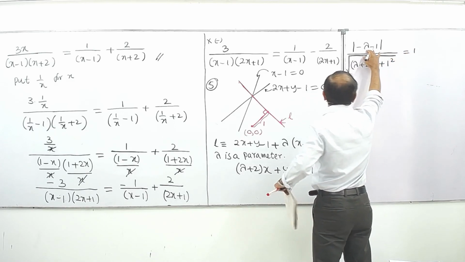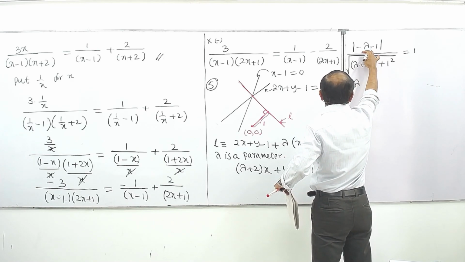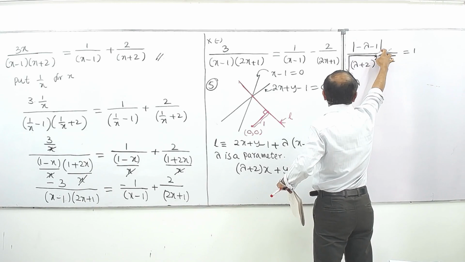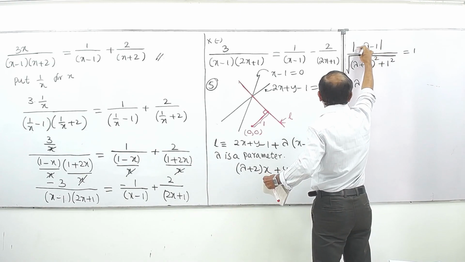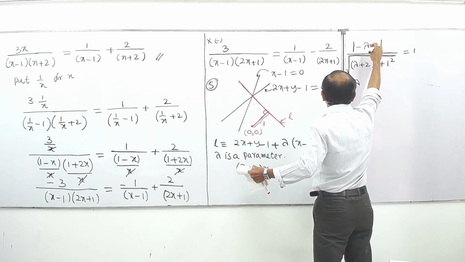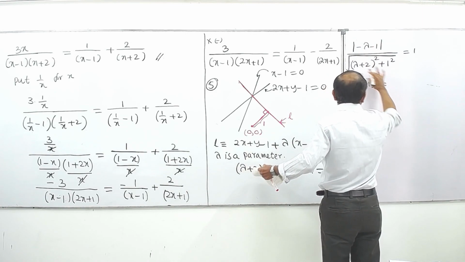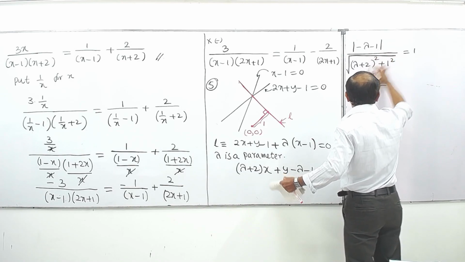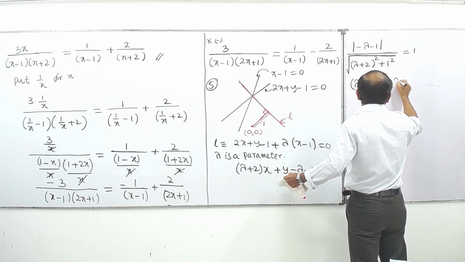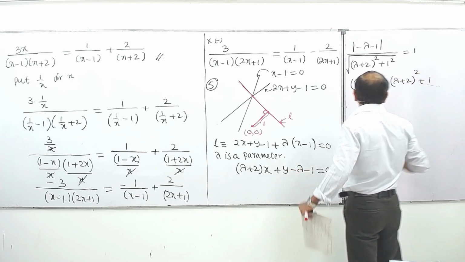Here you can square both sides. When you square, the modulus will be eliminated. Inside that, once you take the minus sign out, when you square it, it will be plus. Then we get (lambda plus 1) perfect square. The root will also be eliminated, and then use cross multiplication. Then we get (lambda plus 2) perfect square plus 1.